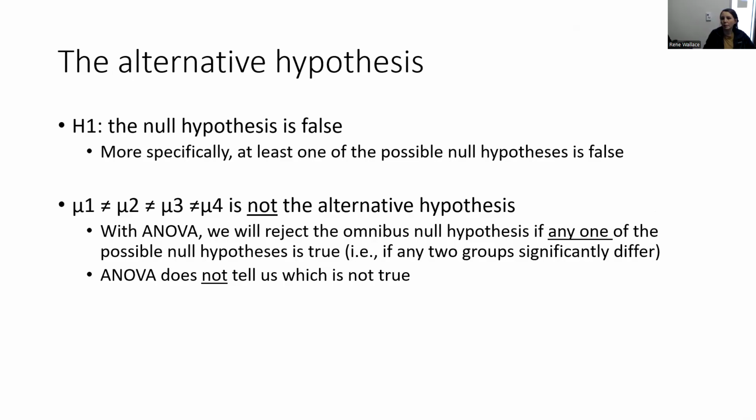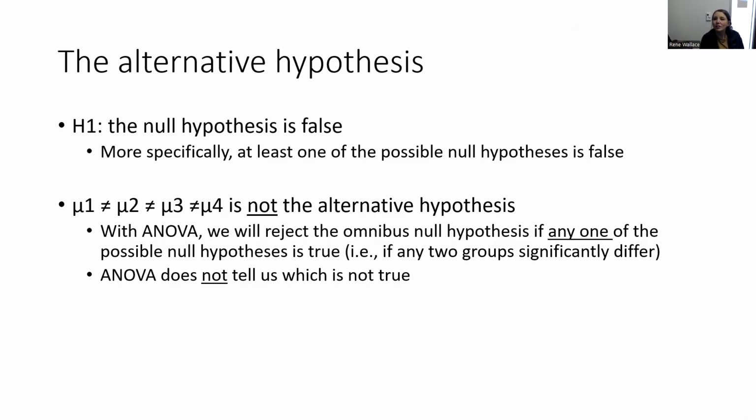So for H1, more specifically, at least one of the possible null hypotheses is false. Maybe mu1 equals mu2, but it doesn't equal mu3, or it doesn't equal mu4, or it doesn't equal one of them. So at least one of them is false. So mu1 not equal to mu2, not equal to mu3, not equal to mu4, is not the alternative hypothesis. With an ANOVA, we reject the omnibus null hypothesis if any one of the possible null hypotheses is false. So if any of the groups are different at all, then we reject the null.